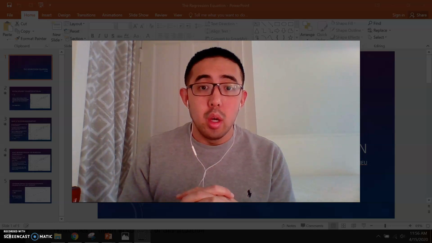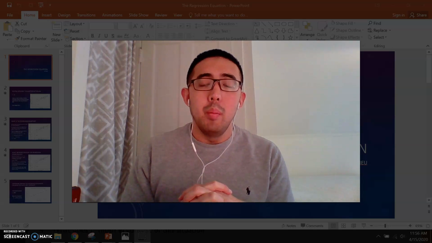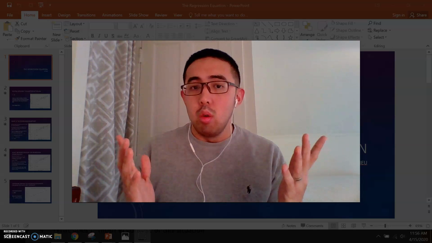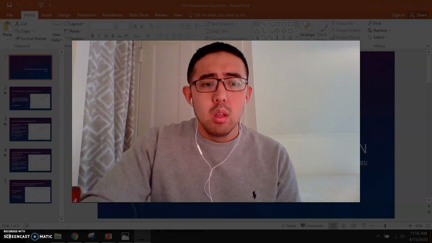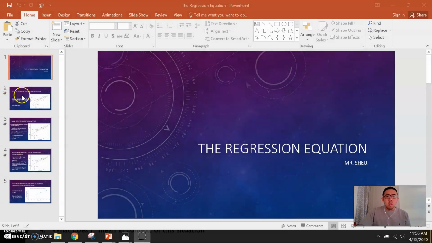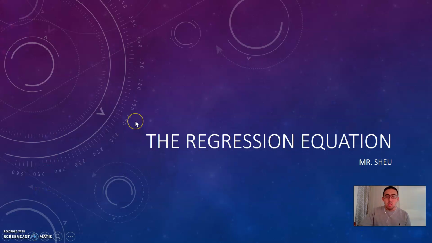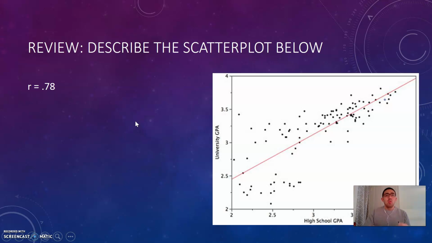Today our lesson is about the regression equation, but we're going to review just a little bit what we went over in our previous lesson. Okay, so let's get started. We're going to be talking about the regression equation today. But as a review, we've been talking about scatter plots. And last time we talked about the correlation coefficient. We are still under the unit of describing bivariate data, how to deal with bivariate data.